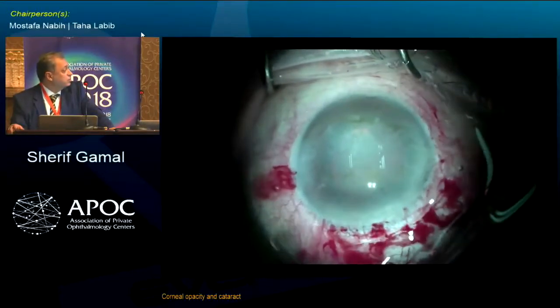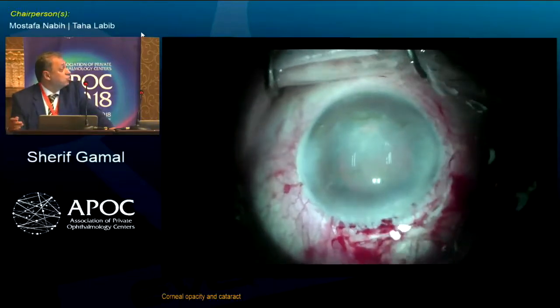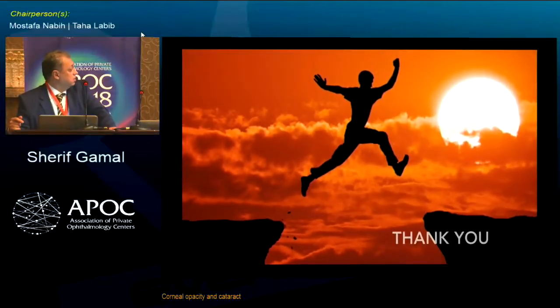If it is enough, here we can see the patient's reflex is quite good. This vision had really good vision around 6/6, and he was satisfied with this vision.